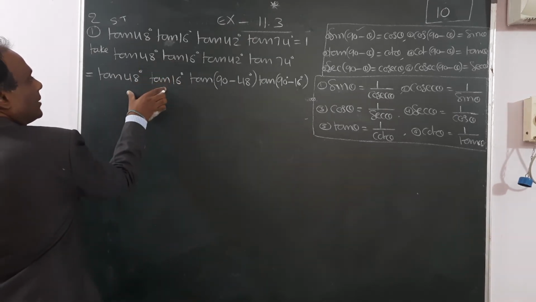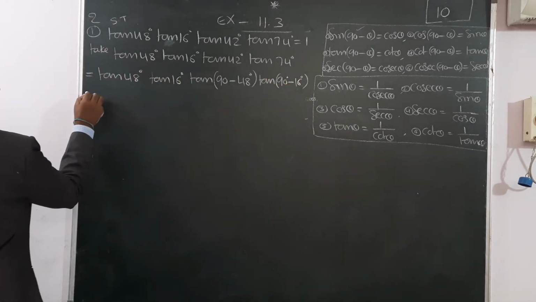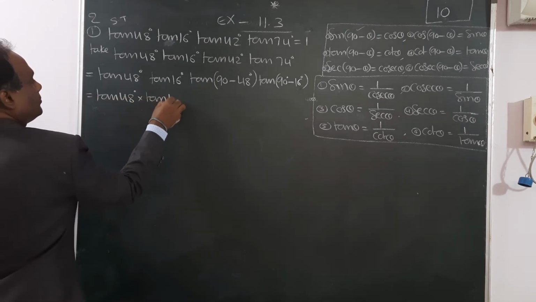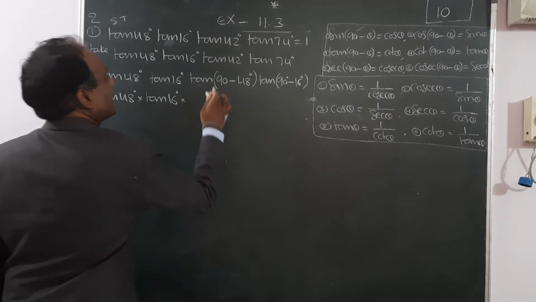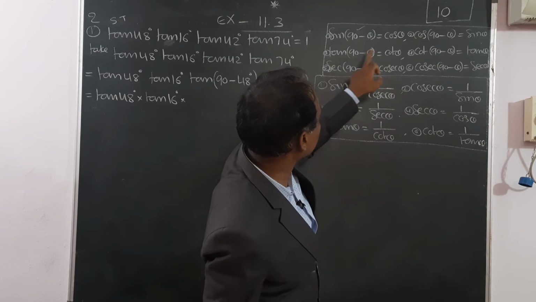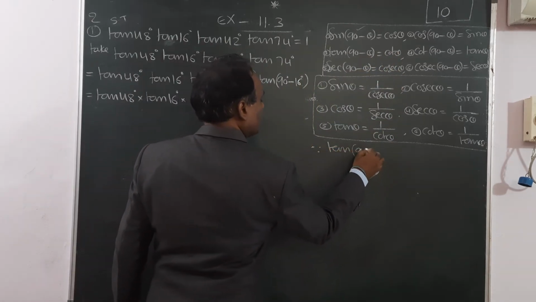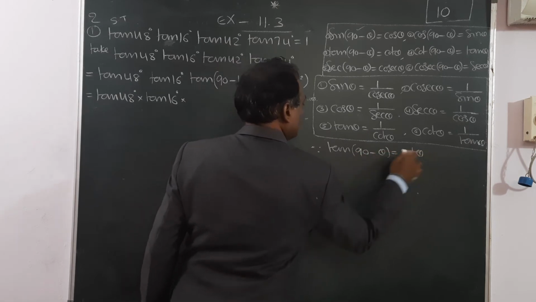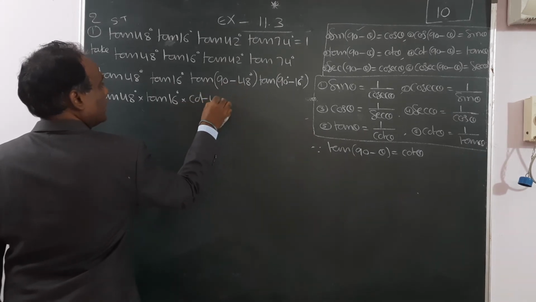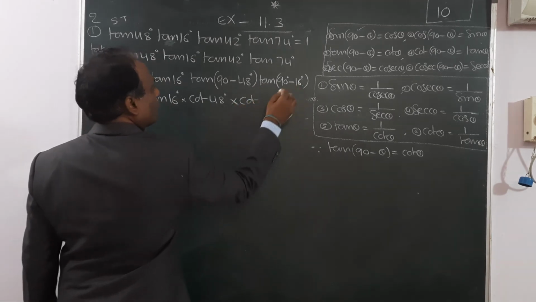First 2 factors same. This 42 is 90 minus 48, and 74 is 90 minus 16. First same, second also same. For 90 degrees, tan changes to cot. I am writing the formula: tan of 90 minus theta is cot of theta. So tan 90 minus 48 changes to cot of 48 degrees, and the same formula gives cot of 16 degrees.